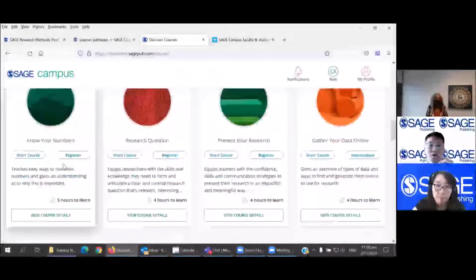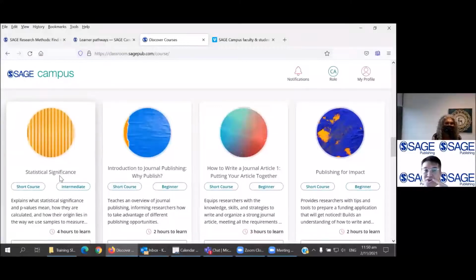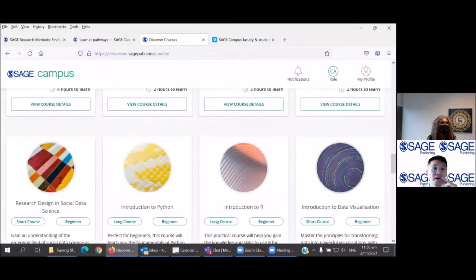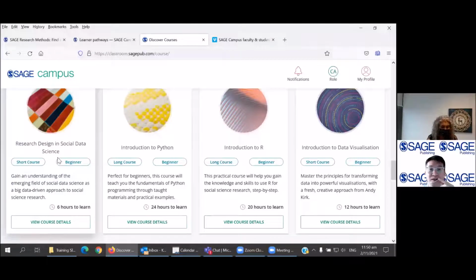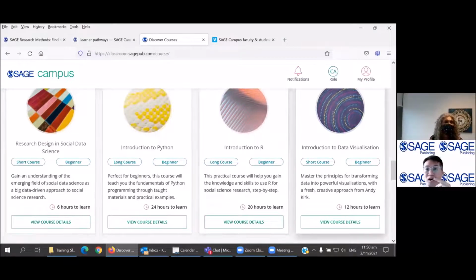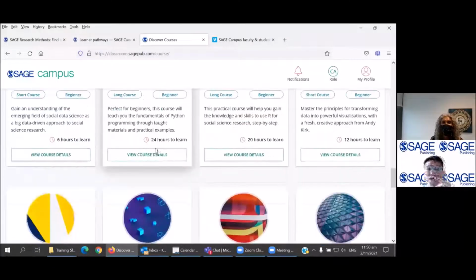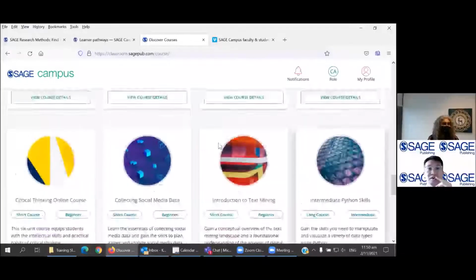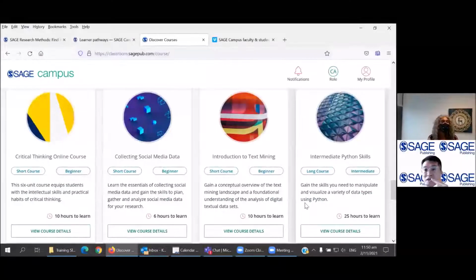If we continue to move down further, here are some on statistical significance. Just now we had a question asking about understanding how to do statistical significance. And how do we look into research design in social science data? This one is related to R programming. So introduction to R, and then data visualization, Python. That is the introduction, and we also have Python for the intermediate. You can see that it's 24 hours for both the introduction and the intermediate, and the synopsis is all here.